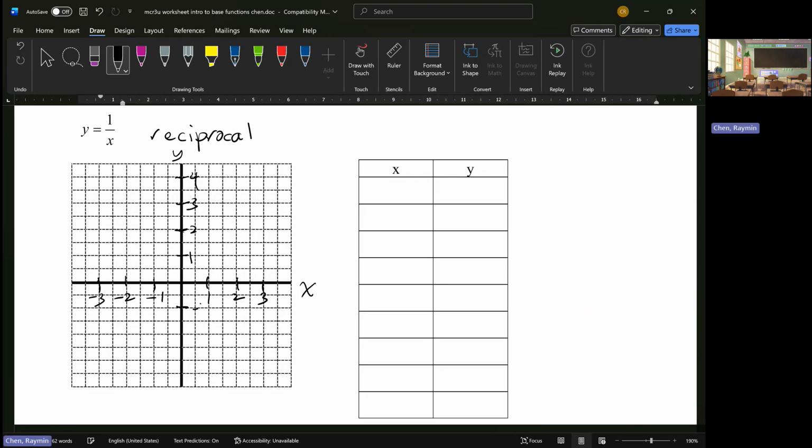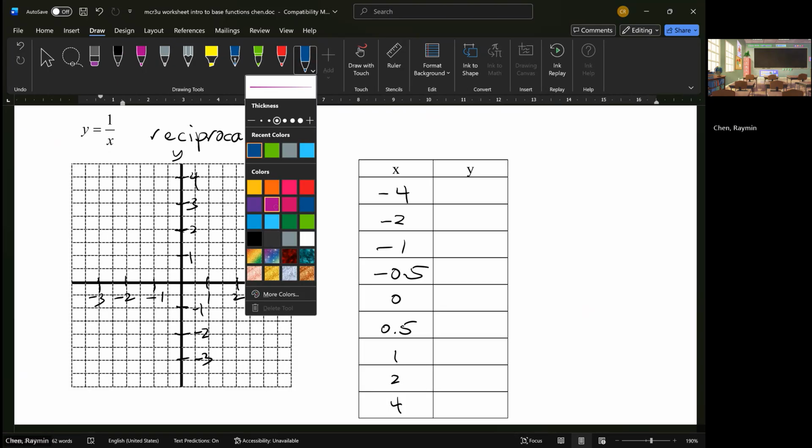I like going into this detail so you can actually see what I'm doing. Now for this one, watch what I'm going to choose. For x, I'm going to start with -4, then -2, then -1, then -0.5, then 0, then 0.5, then 2. Oops, I forgot 1, Mr. Chen. 1, 2, and 4. So just like we were practicing with our functions, use purple.